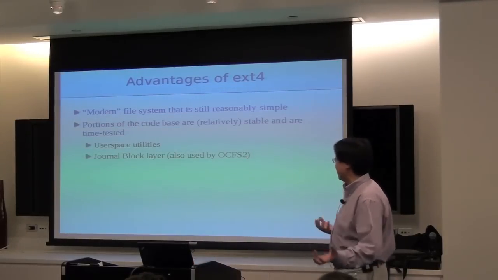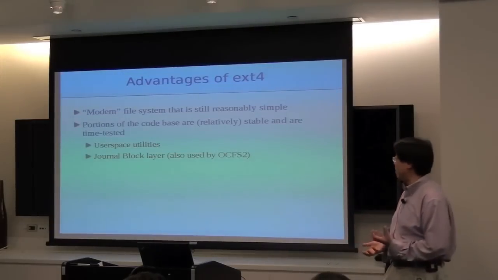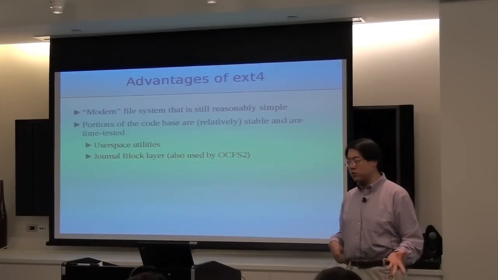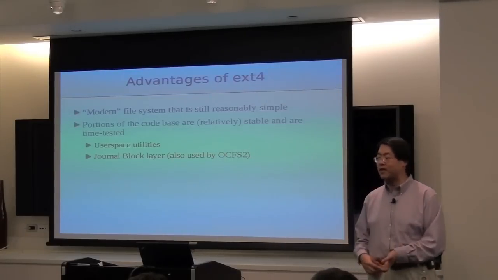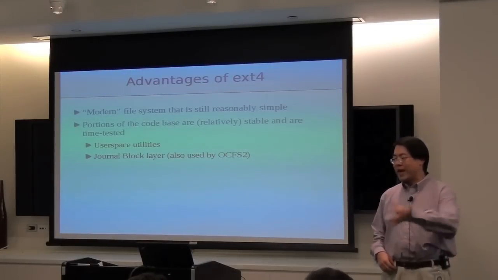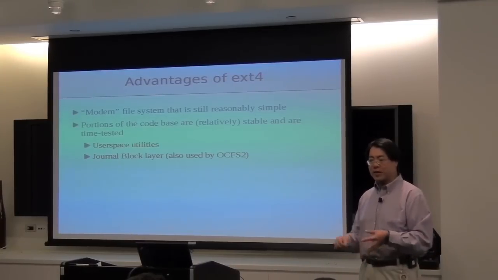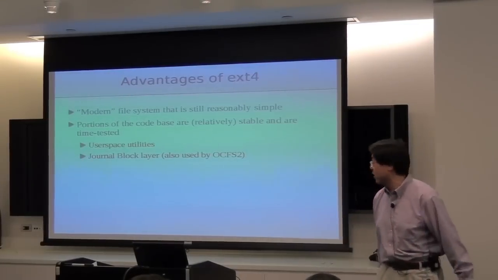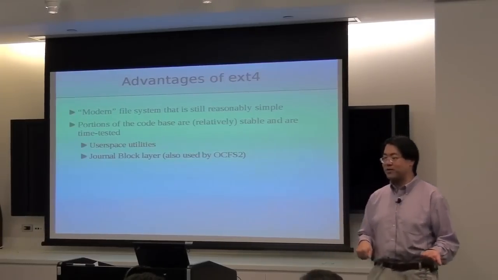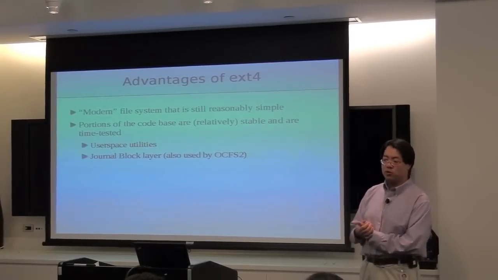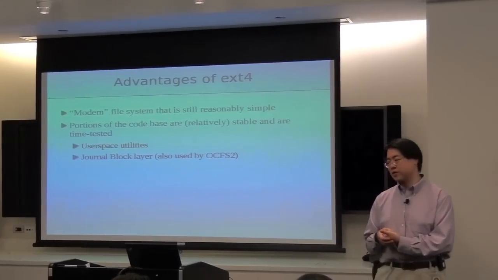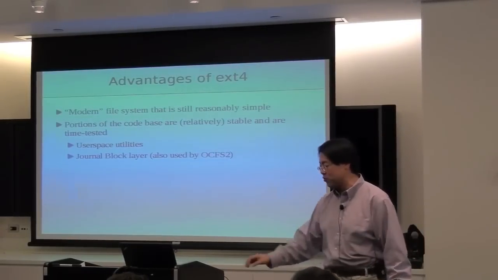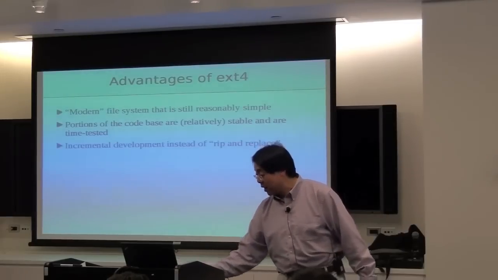The other thing is, as I've already said, portions of the code base are time tested. This is both the user space utilities as well as the journal block layer. We had to make it 64-bit clean, so there's now JBD2, but fundamentally the code hasn't changed. We just sort of doubled all the widths. The journal block layer, as it turns out, is also used by OCFS2, which is Oracle's cluster file system, right? So that's code reuse that's happening. We've got multiple users of that same code base.